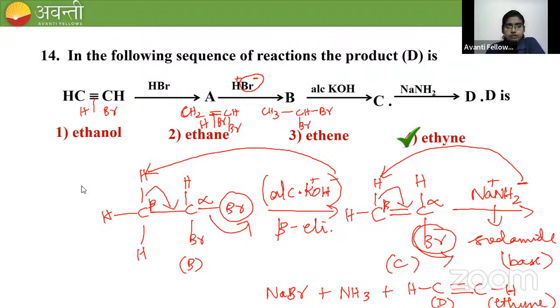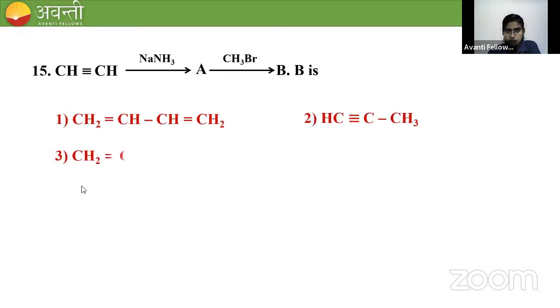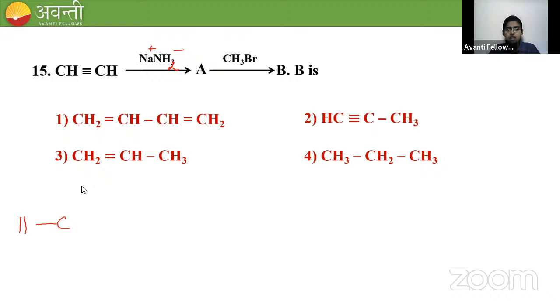Now, moving on to the last question for today. C2H2 with NH3 gives A, and A on treatment with CH3Br gives B. The compound B is? So again, what happens? Same thing happens. What is forming? Na, it is actually NH2. Again, the same reaction, Na plus and NH2 minus. Since we have acidic hydrogens here, the base can attack the acidic hydrogen so easily.